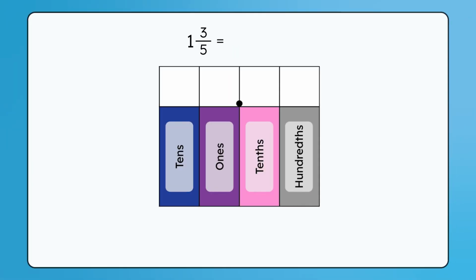Check it out. 1 3/5. First, we record the whole number. That's 1. Next, we convert the proper fraction to a decimal. We already know 3/5 is 6 tenths, or 0 decimal point 6. But do we need that placeholder 0 in front?